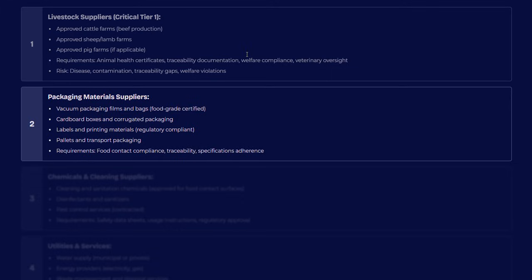Second on the list, we have packing material suppliers that include vacuum packing films and bags that have to be food grade certified. We have cardboard boxes and corrugated packing. We have label and printing materials and have to be regulatory compliant. And then we have pallet and transport packing. And the requirements here have to be food grade compliance, traceable, and the specifications adherence.